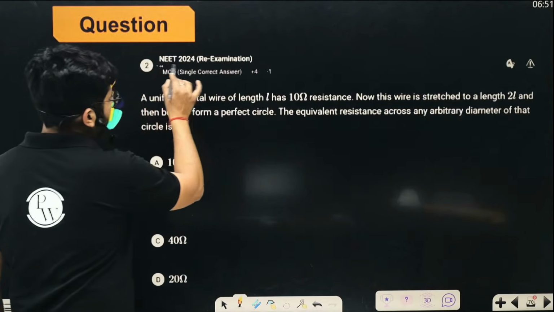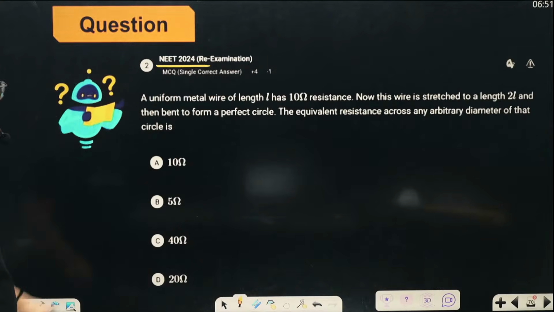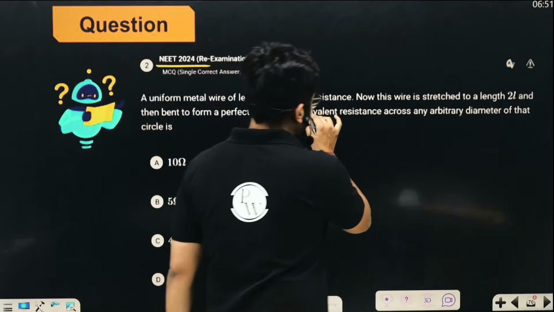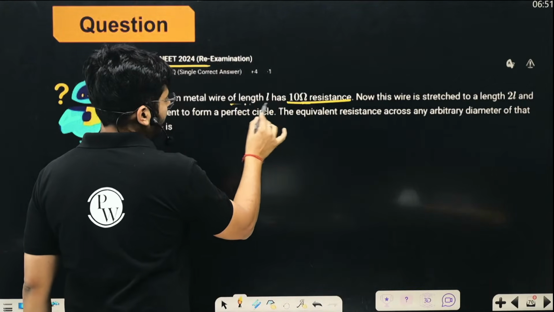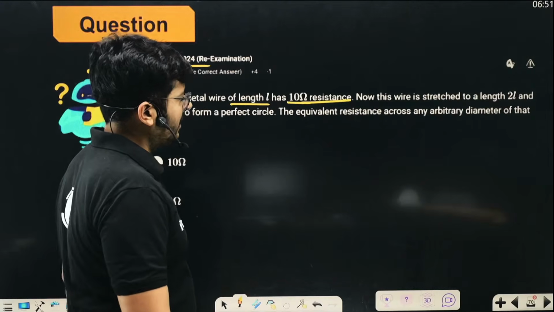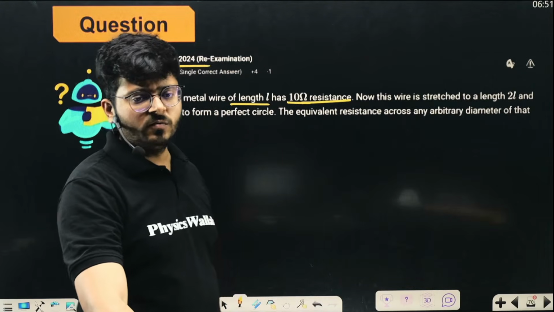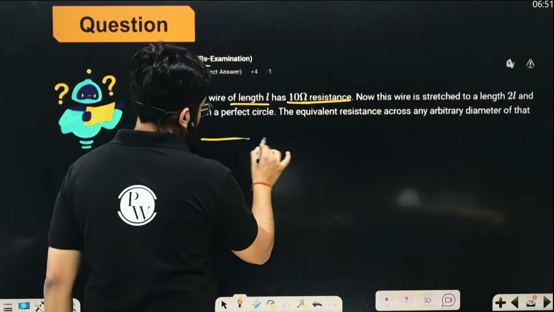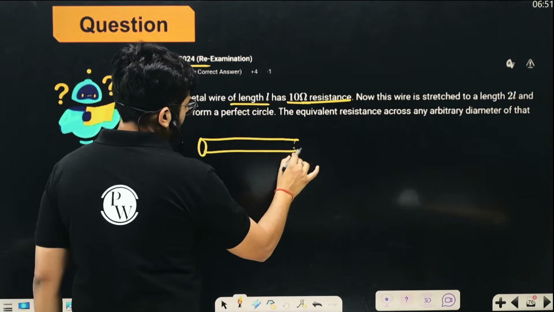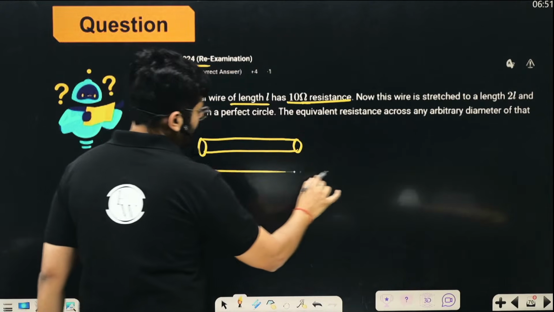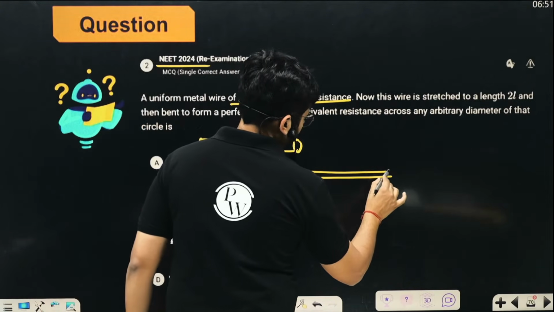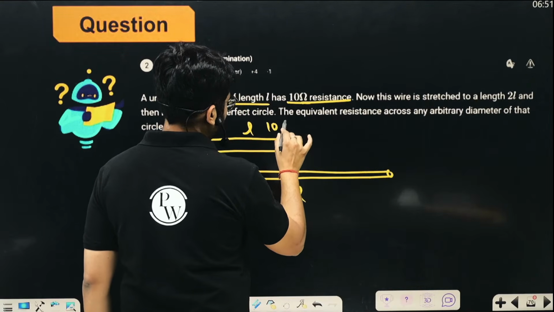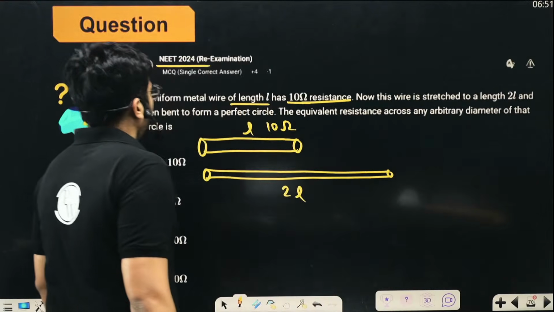It was asked in NEET 2024, right? The question says that a uniform metal wire of length L has a 10 ohm resistance. Now this wire is stretched to a length of 2L, right? This wire has a length L. Now when you stretch it, the wire will get thinner. Now the length is 2L. This one has a resistance of 10 ohm, right?